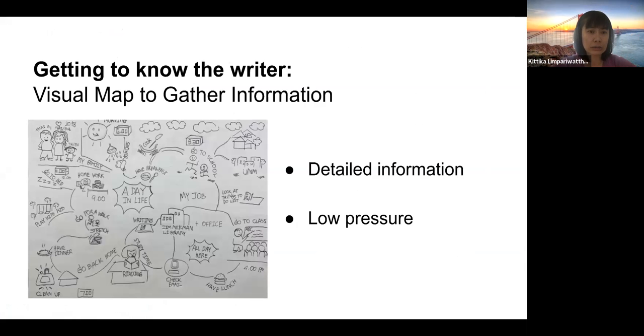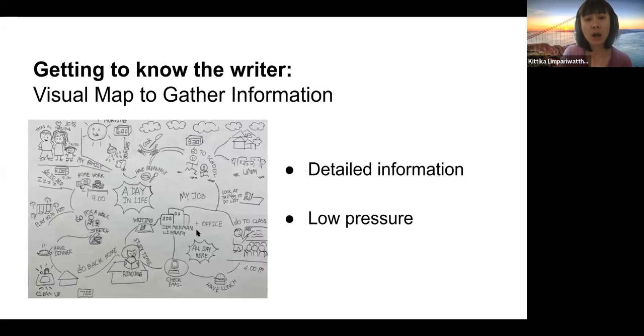The first strategy is one that I used last semester with one of the international students. I think using a visual map is a very effective way for me to get to know the writer, especially L2 students or EFL learners, because with this visual map I get a lot of detailed information from her, and it also opens up our relationship. I started by sharing my picture, which is about me, and then I asked the student to do the same thing, and she started to talk to me. There are a lot of words she doesn't know how to describe, but she can draw and express that to me, and I got into her feelings more.